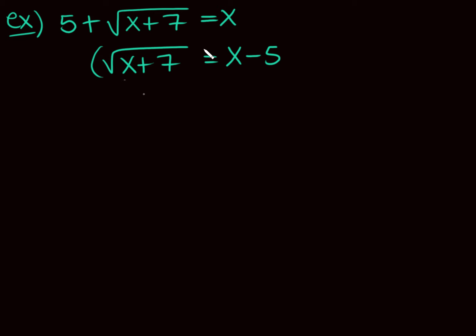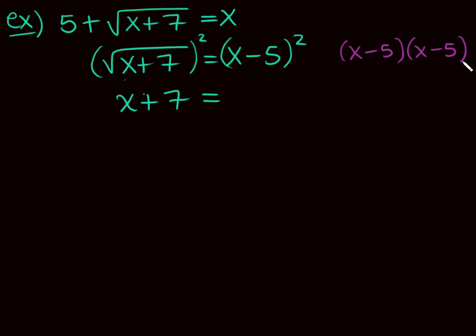Now I'm ready to go with the principle of powers. I'm going to square both sides. Squaring the square root gives me x plus 7. X minus 5, quantity squared. Don't you dare make that x squared minus 25. Don't do it. When you do that, a mathematician cries. Or at least a math teacher cries.